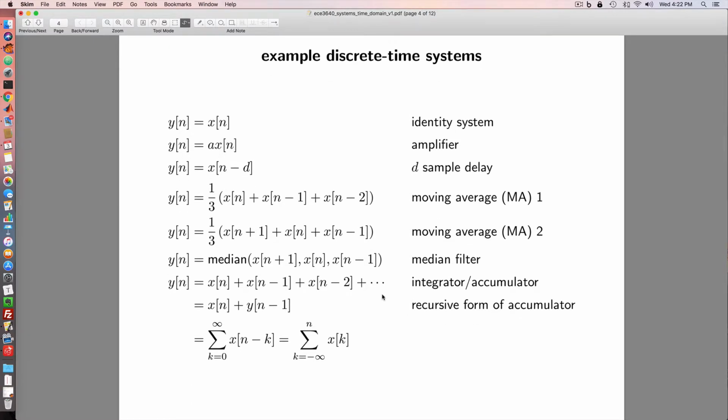Here are a few examples that will be useful for this class. The first is an identity system. It doesn't do anything. It just passes the input at time n to the output. This one is an amplifier. It just multiplies the input by some scale factor and outputs the answer. This one is a delay system. It has some memory and remembers the last d samples, where d is an integer, and it returns to the output the sample that was observed d samples ago.